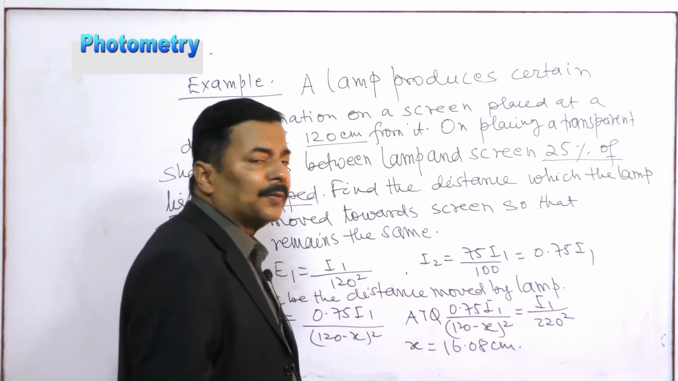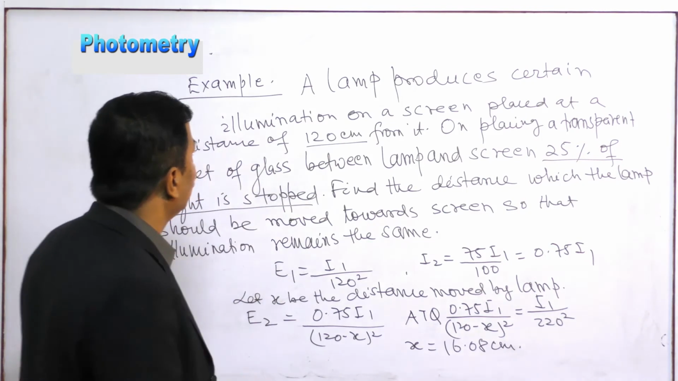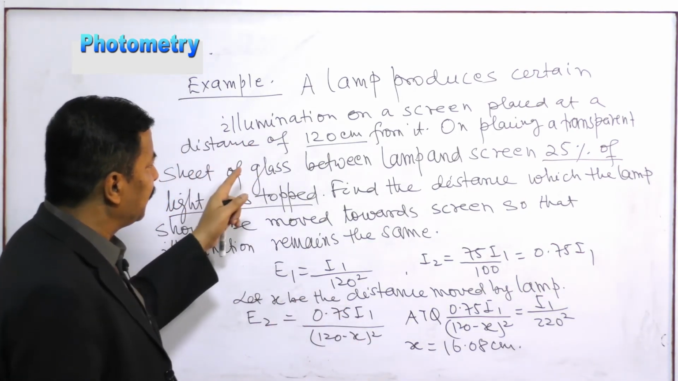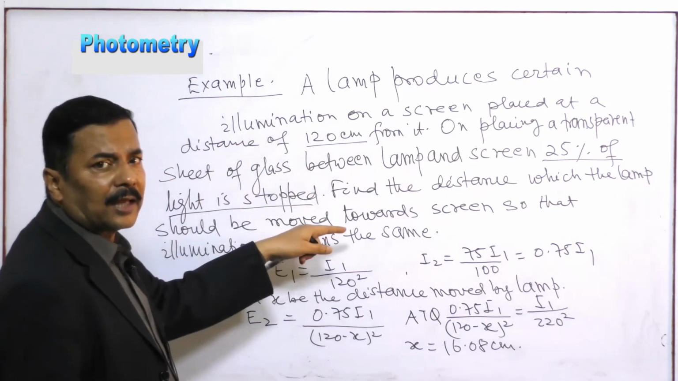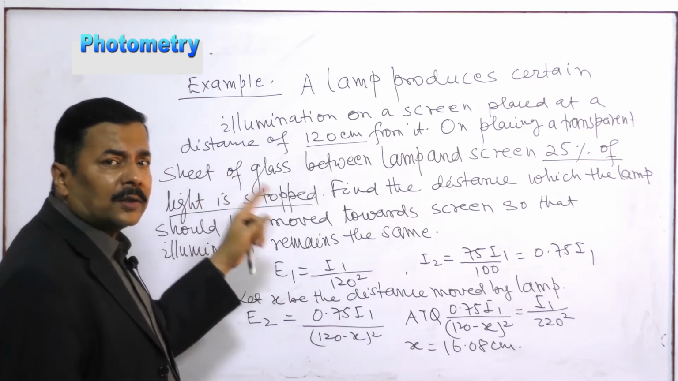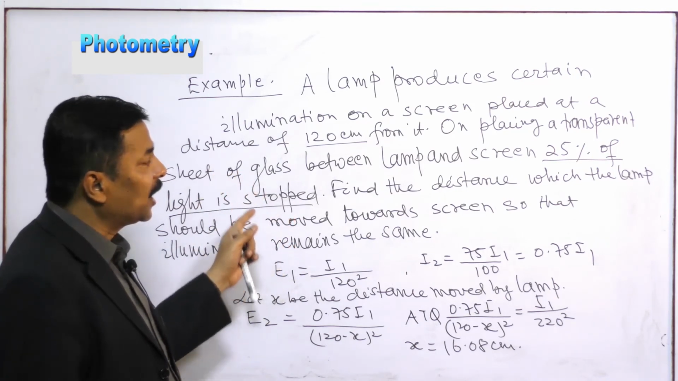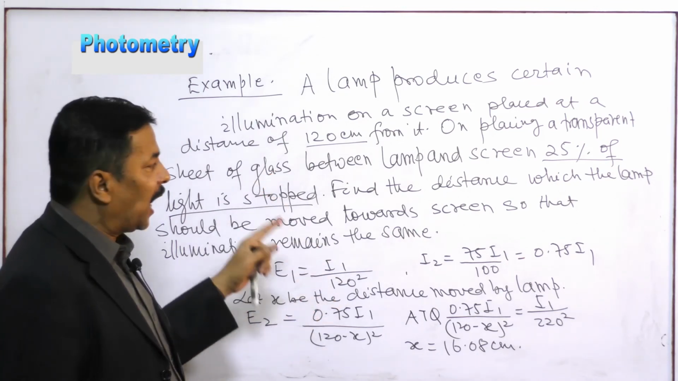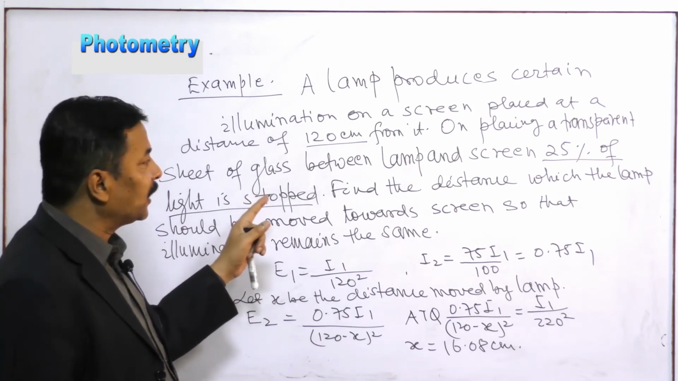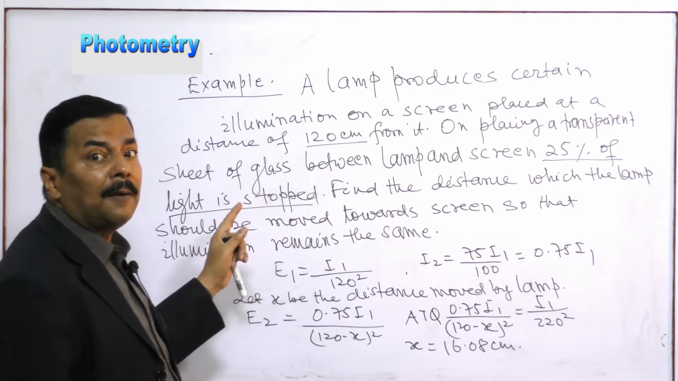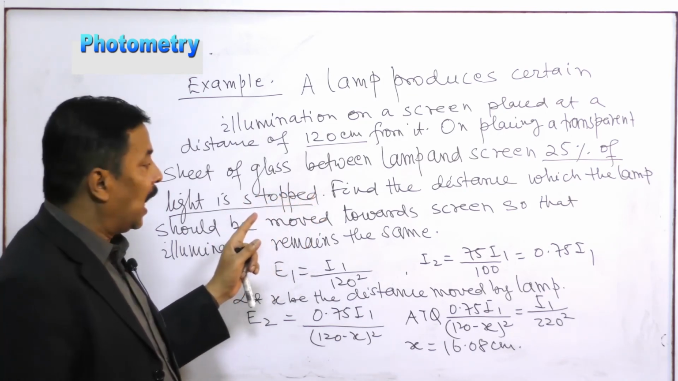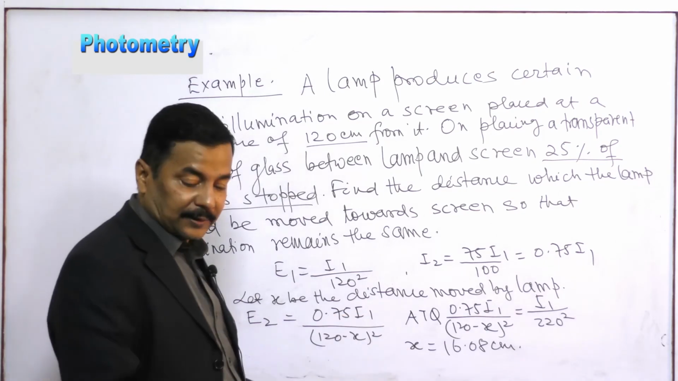So this was the matter that you should understand very carefully, that here the lamp is there and the lamp is covered by glass. So there are two situations. One situation is when the lamp is not covered by the glass sheet, and in the other situation the lamp is covered by the glass sheet, and in both situations you want the same illumination. So for the same illumination, what do we have to do? We have to move the lamp nearer towards the screen, and that distance we have calculated as x centimeter.